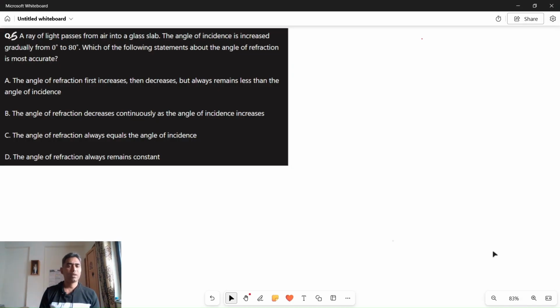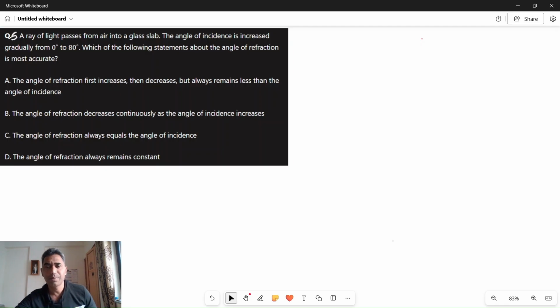Okay, we'll take this question. Again, a question on ray optics. A ray of light passes from air into a glass slab. Angle of incidence is increased from 0 to 80 degrees. Which of the following statements about angle of refraction is most accurate? A, angle of refraction first increases, then decreases, always remains less than this. B, angle of refraction decreases continuously as incidence angle increases. C, angle of refraction always equals the angle of incidence, which is wrong. D, angle of refraction always remains constant. This is also wrong. So C and D are already ruled out.